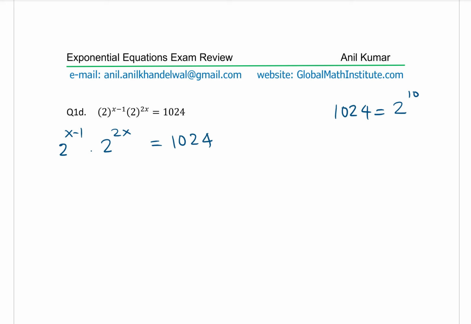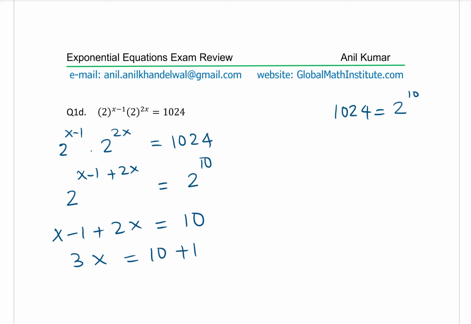Now, applying the laws of exponents, we could add the exponents. We have the same base. So we get 2 to the power of x minus 1 plus 2x is equal to 2 to the power of 10. Since we have the same base, we could compare the exponents. So we have x minus 1 plus 2x is equal to 10. This is 3x equals 10 plus 1, which is 11, and we get the value of x as 11 over 3. So our answer in this case is x is 11 over 3. Clear?